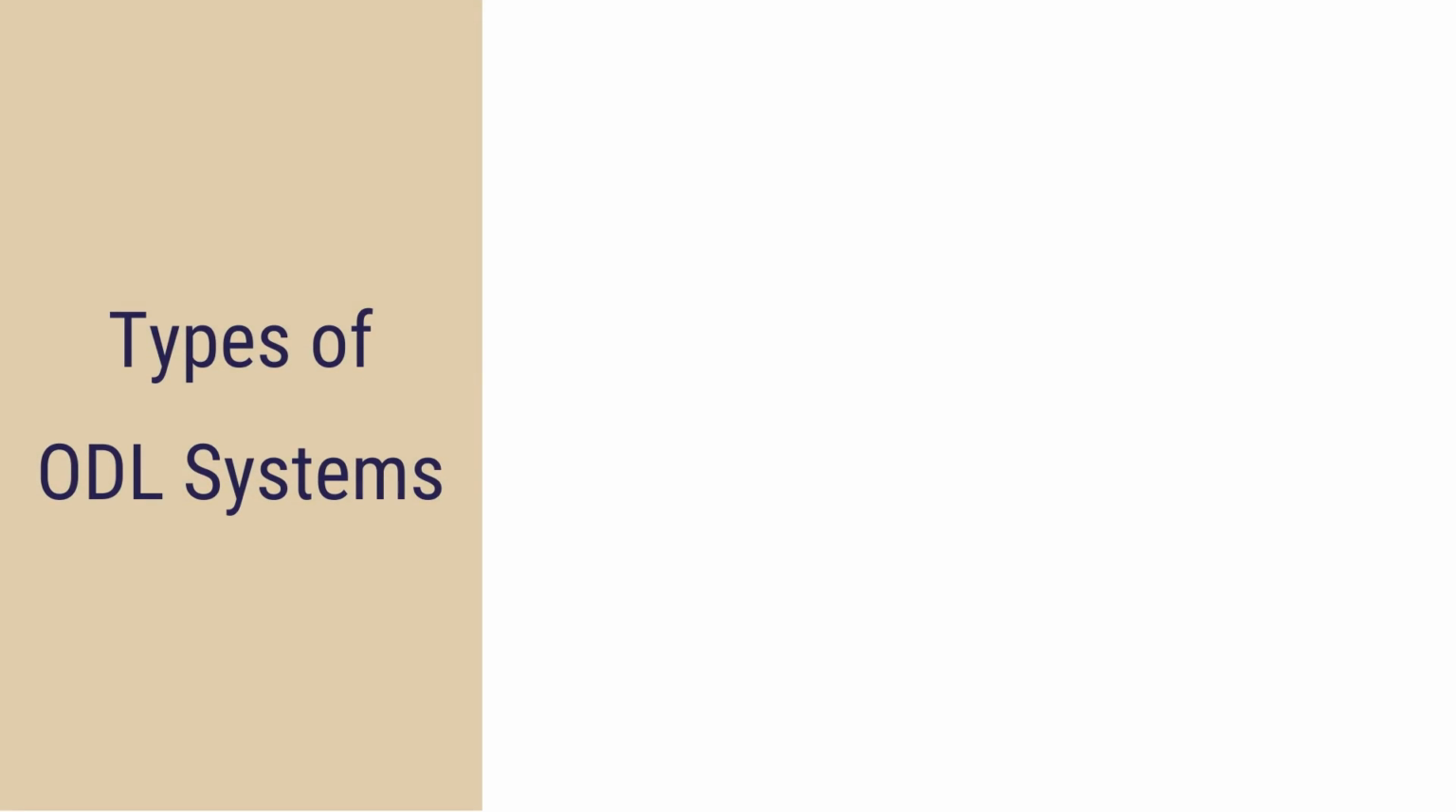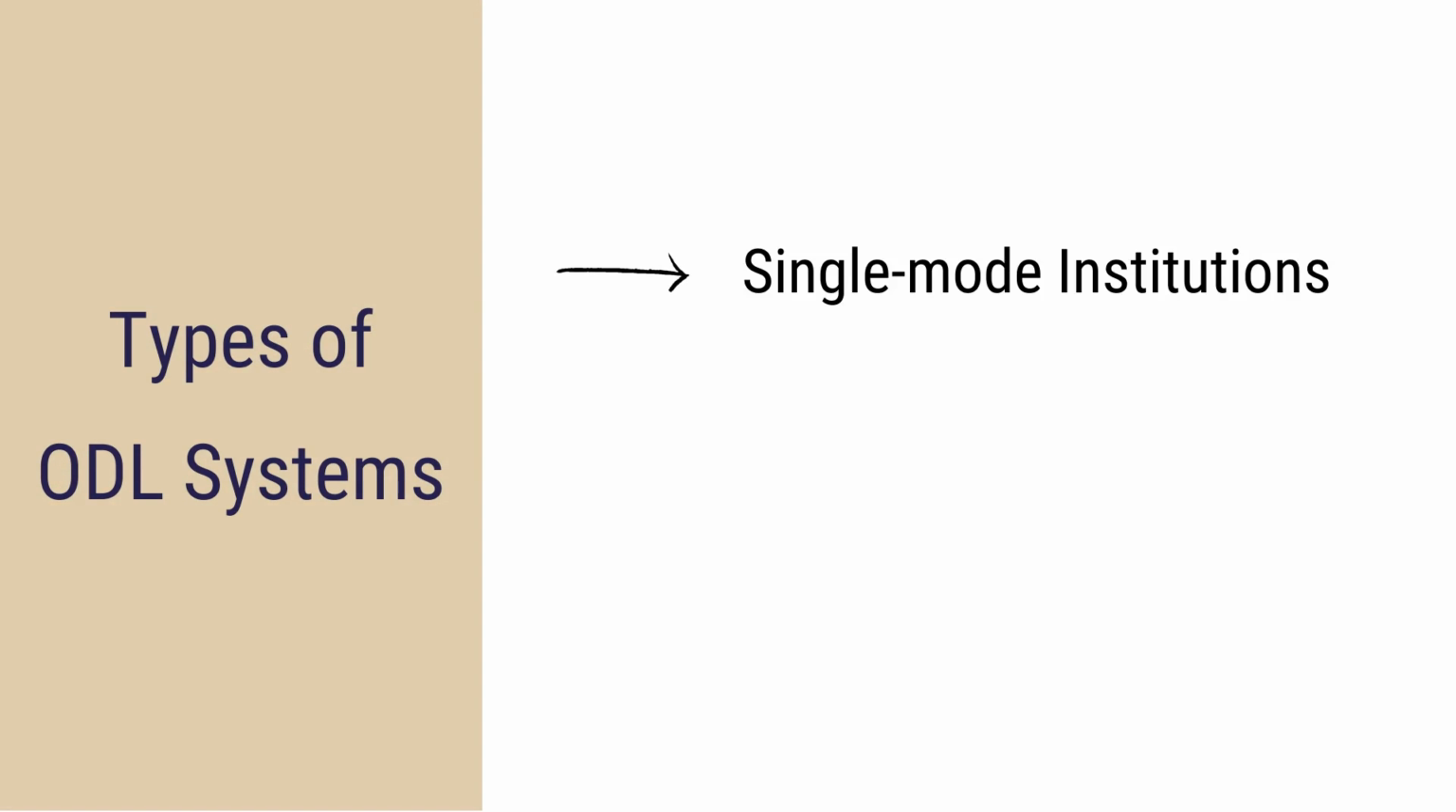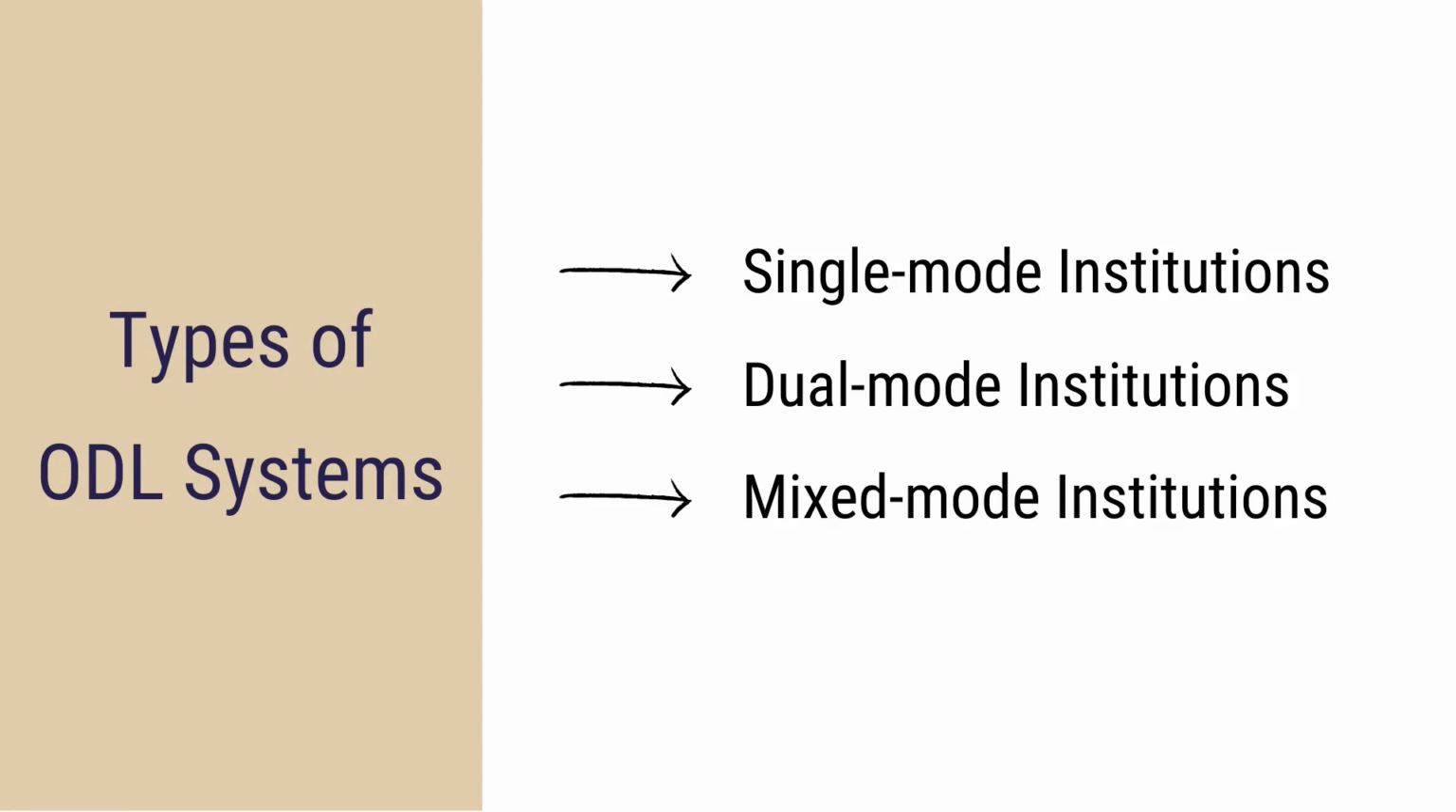Next, we shall talk about the types of ODL systems. There are different types or modes of institutions that function in the ODL system. There are single mode institutions, dual mode institutions, and mixed mode institutions. Further, we shall know more about them and see a few examples of these types.